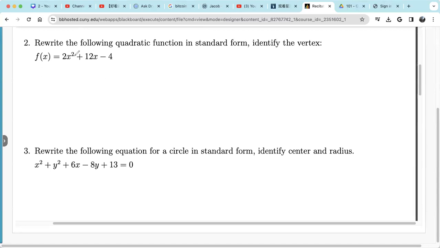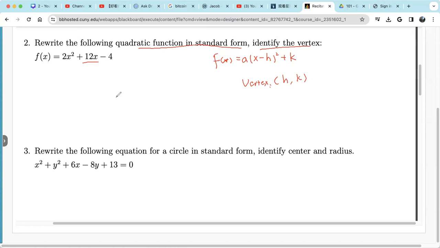So we want to rewrite this function in standard form and identify the vertex. The standard form in this case is f of x equals a multiplied by x minus h squared plus k. If we can write this function in this form, then we can identify h comma k as the vertex.